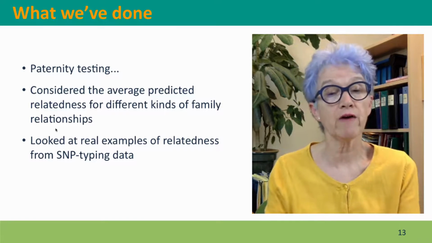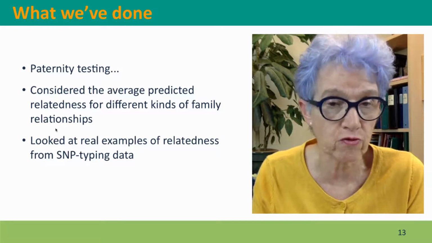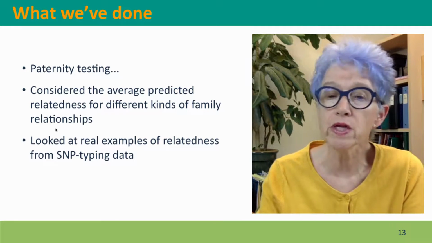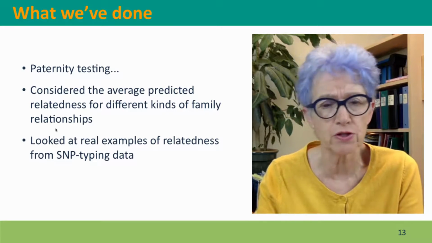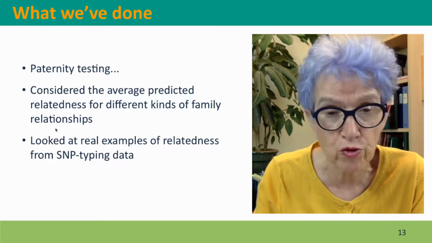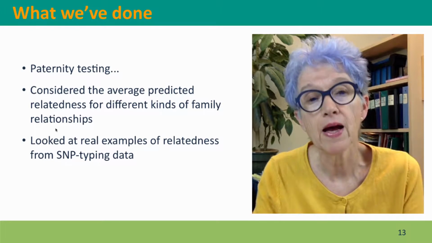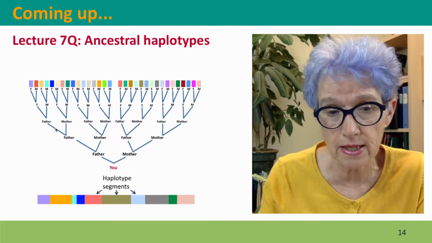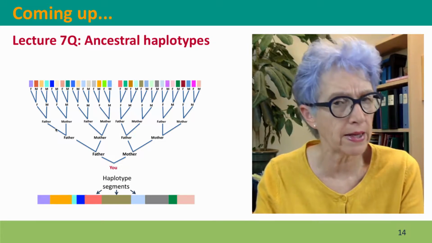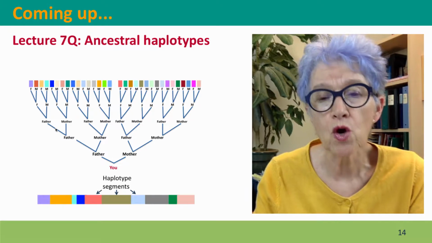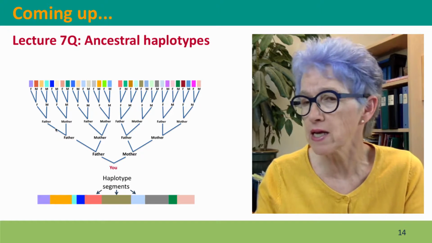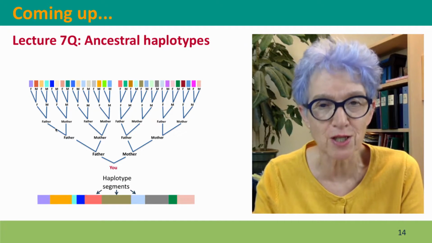We considered the average predicted levels of relatedness for different kinds of family relationships, and then we looked at what real examples of relatedness are like from real SNP typing data. Coming up next, we're going to continue thinking about relatedness, but we're going to move farther back in time and think about what happens to ancestral haplotypes, segments of DNA that we inherit from more distant ancestors.